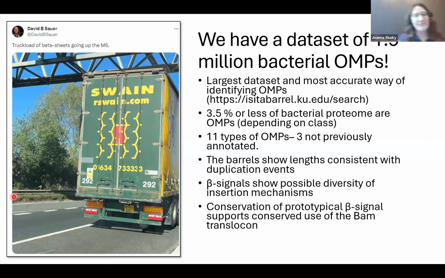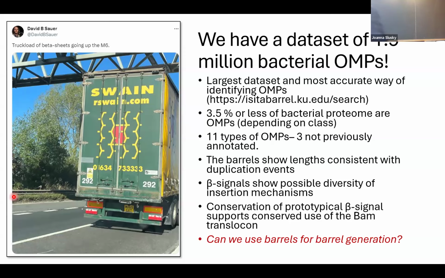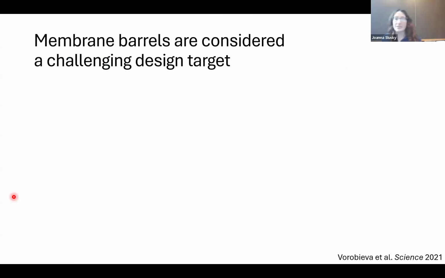So now we have a data set to train on, and we can start talking about training and machine learning. So can we use this for barrel generation? I'll start this part of the talk by saying membrane barrels are considered a challenging design target overall.